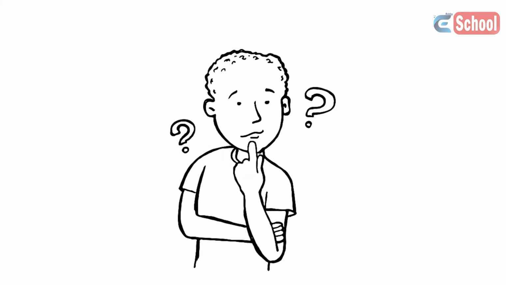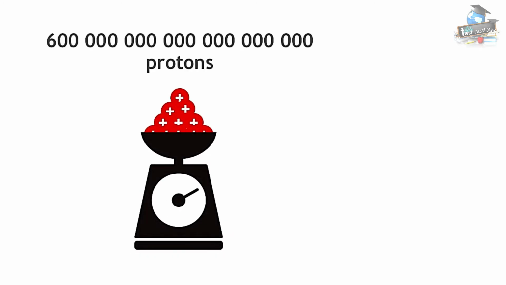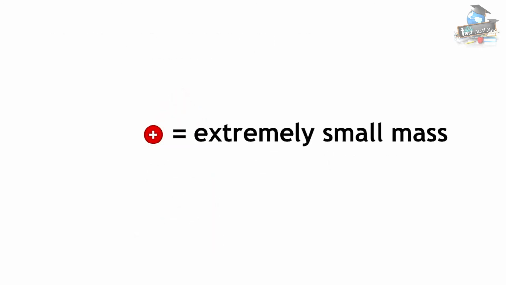Now if we think about the minuscule scale that we're talking about, the constituents of an atom must have a minuscule scale to match. If we were to weigh protons, we would need 600 sextillion to just weigh 1 gram. So one proton would have a very small mass, and the same is true for neutrons and electrons. This is why we weigh them in relation to each other.